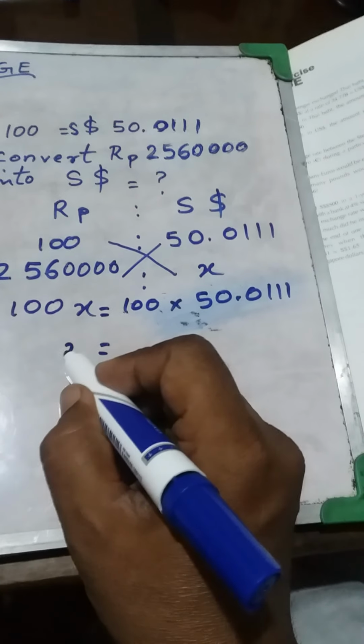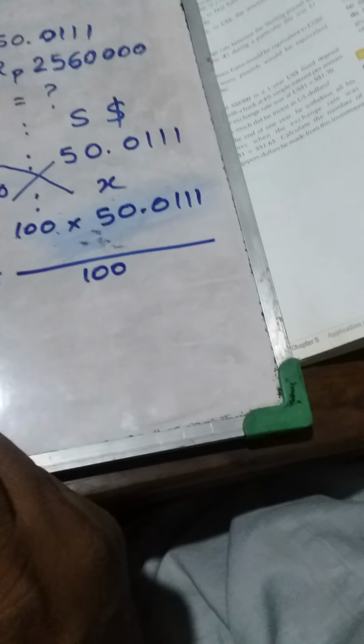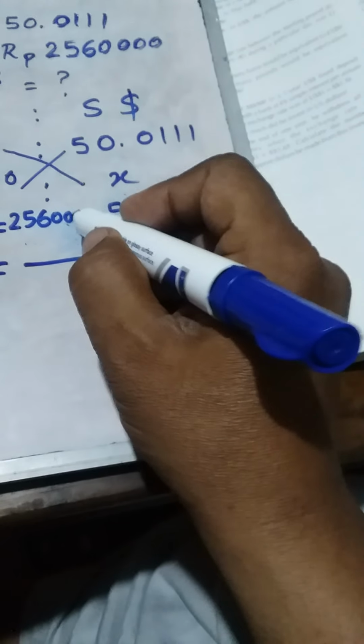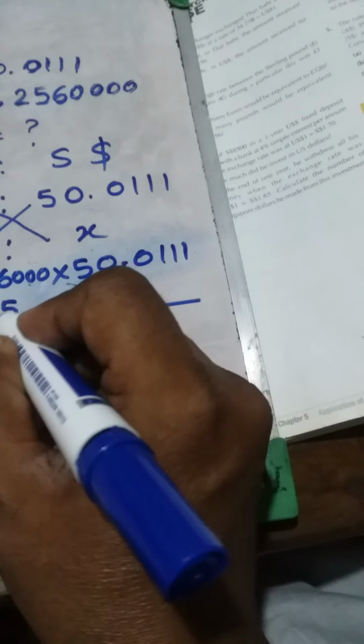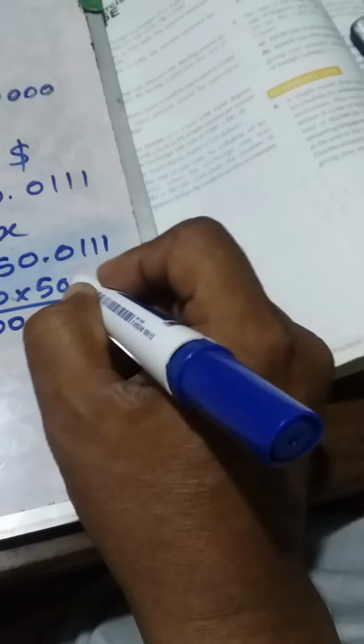Now this 100 will go down. We have to multiply it with 2,560,000. This is a big amount, and you need a calculator to solve this.